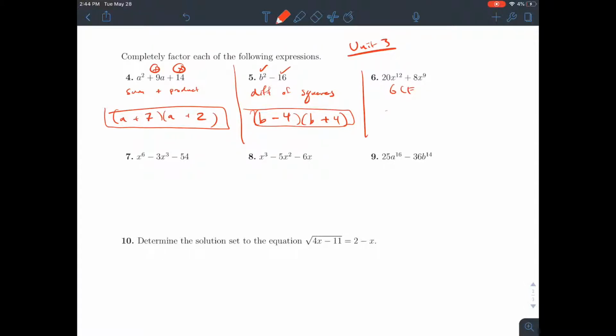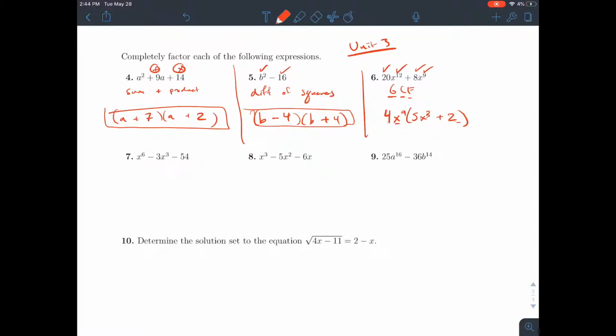This one is going to be a GCF. So this one, we factor out the greatest common factor. So they both share 4 in common, and they both share x to the 9th. So after factoring this out, 4 times 5 would give us 20, x to the 9th times x to the 3rd would give us x to the 12th, and then 4 times 2 would give us 8, and x to the 9th times, we don't need any additional x's to make this x to the 9th.